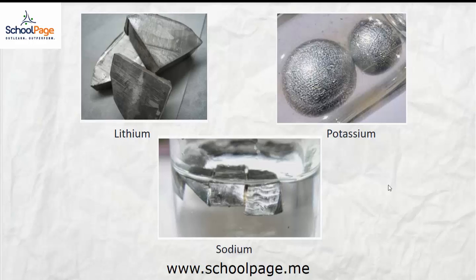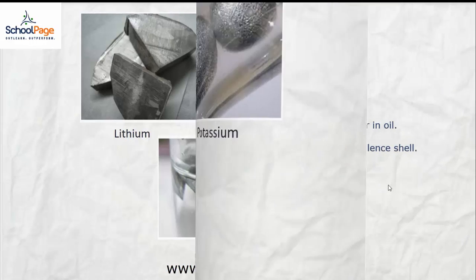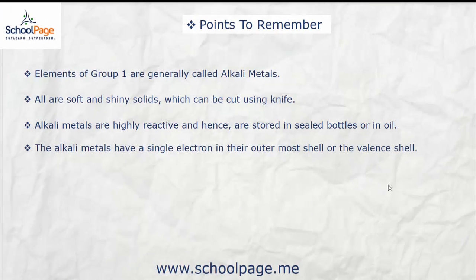So let's have a quick recap of all that we learned in this video. Elements of group 1 are generally called alkali metals as they form strong alkalis or bases when they react with water. They are all soft and shiny solids which can be cut using a knife. Alkali metals are highly reactive and hence are stored in sealed bottles or in oil. And the reason for their reactivity is that they have a single electron in their outermost shell or the valence shell, because of which their ionization energy is the least in the periodic table.